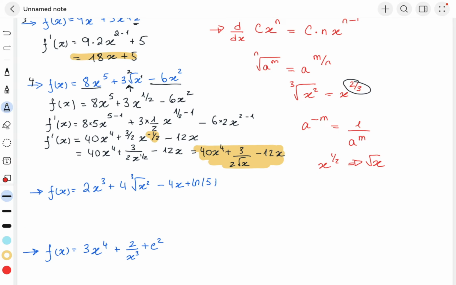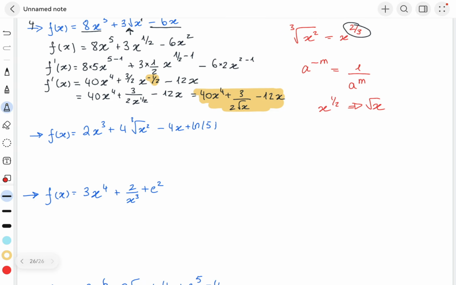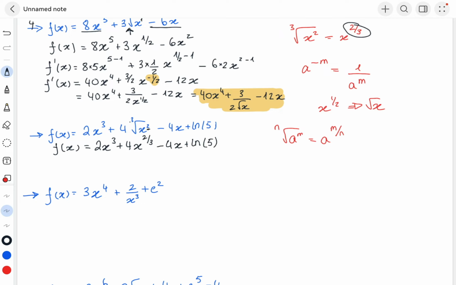Now, in the second question, we have something similar, but we have a power here and a power here. So as we said, if we had a to the m under the root n, it will become a to the m over n. So by fixing it, we'll have f of x is 2x cubed plus 4x to the power 2 over 3 minus 4x plus ln of 5. And now we can derive.